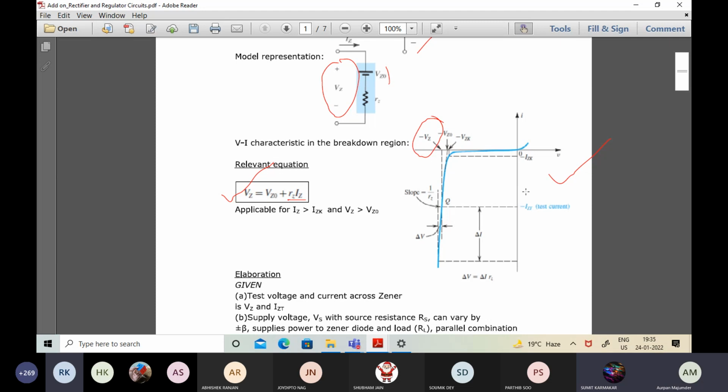And the other component is this IZT. So this is the test current. If you look at this Q point, which we are referring to over here, that is the intersection of this VZ and this IZT lines, which have been drawn from the x-axis and y-axis respectively. So that is the Q point. And if you now refer to the slope at that particular Q point, the slope at the Q point is going to give you the idea of the dynamic resistance or the incremental resistance of the diode.